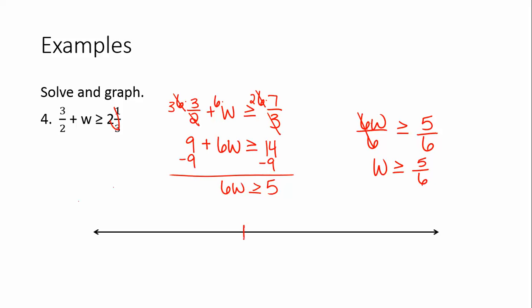So we plot 5 over 6 on the number line. That'd be somewhere between 0 and 1, closer to 1. This time we are including the point because we have greater than or equal to, and we're shading to the right because I have my variable on the left-hand side of the inequality statement. I can look at the direction of the symbol pointing to the right.